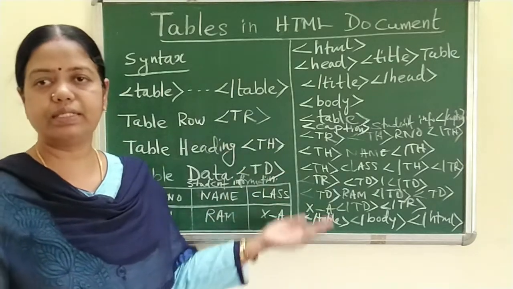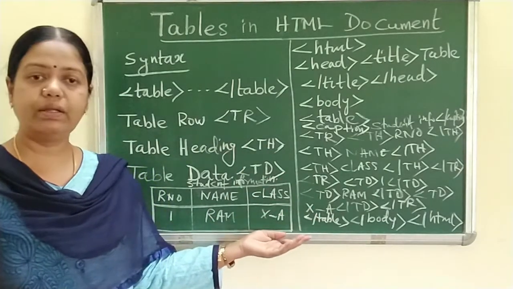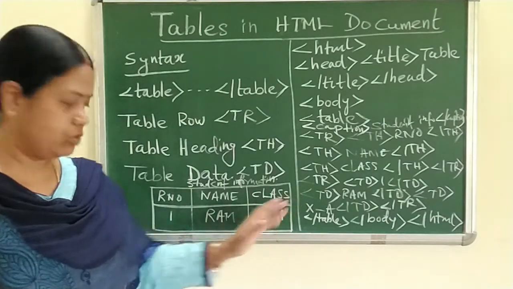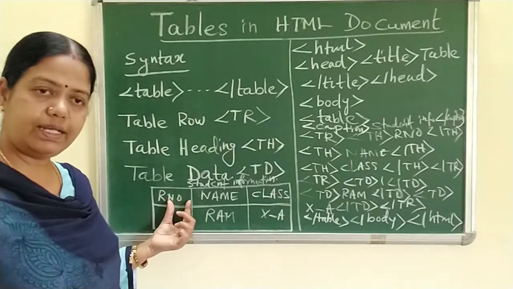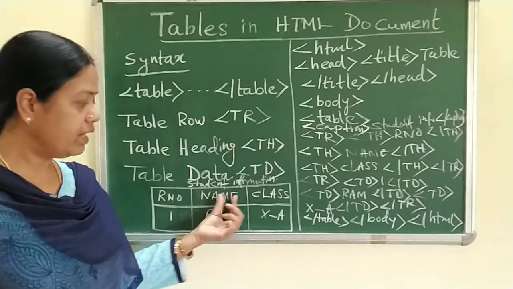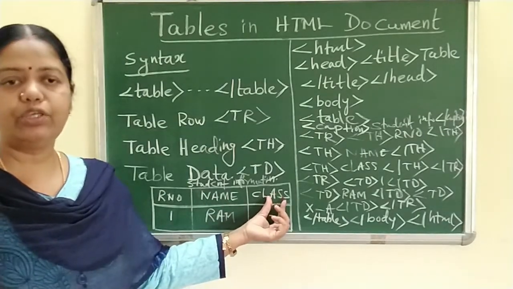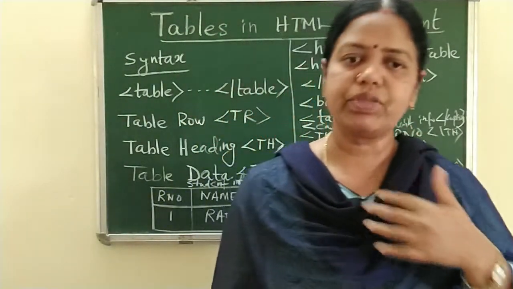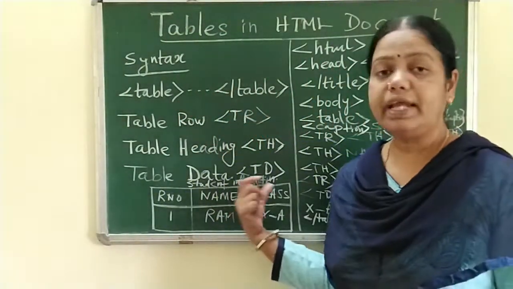Okay children, the same way you can try another table having 3 columns: roll number or serial number, name of your friend and date of birth. You can make a simple table of 10 of your friends, their names and dates of birth.